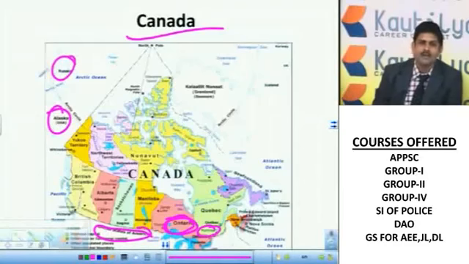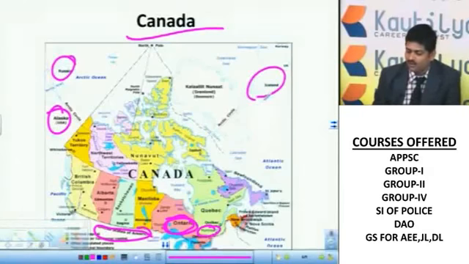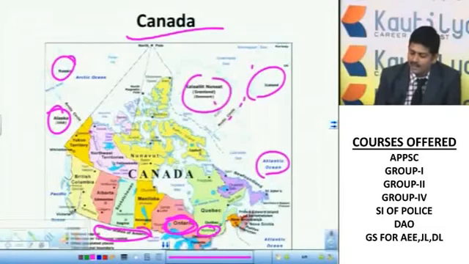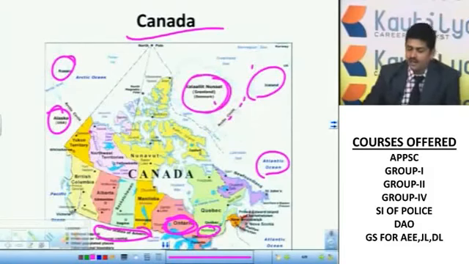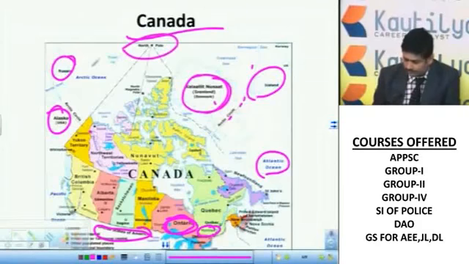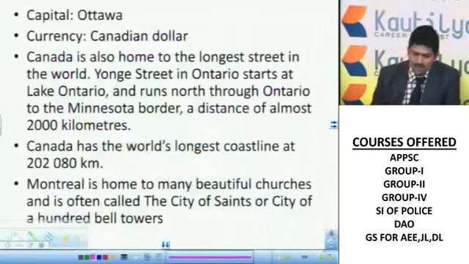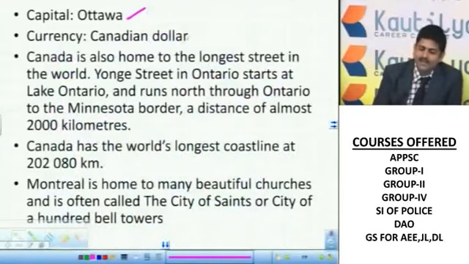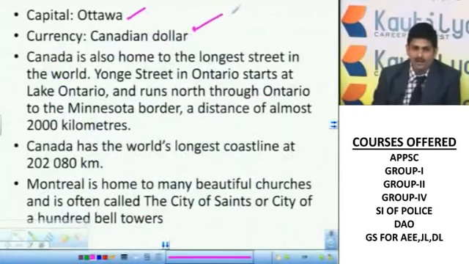It's only an oceanic border. Here you can see Iceland, the Atlantic Ocean. Next, the Arctic Circle. Greenland and Iceland are very near to each other. We already covered that Greenland is the largest island in the world. You can see the North Pole, very near to Canada. The capital is Ottawa. The currency is the Canadian dollar, simply dollar.